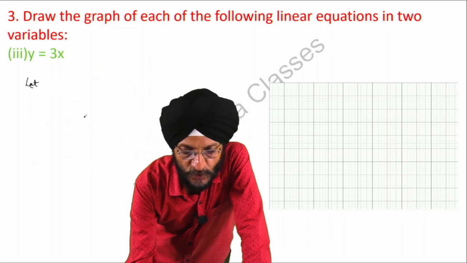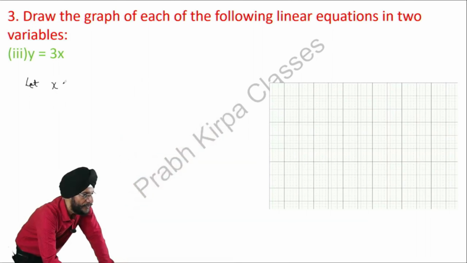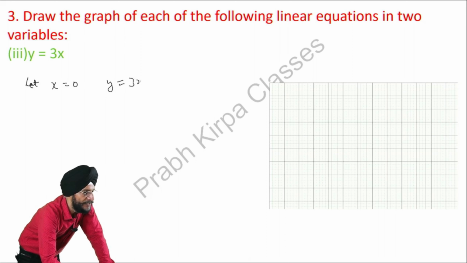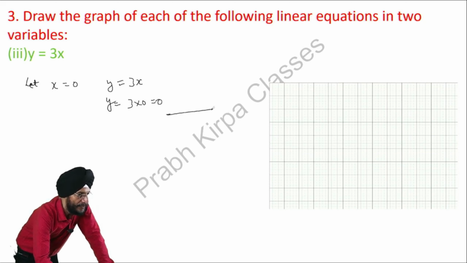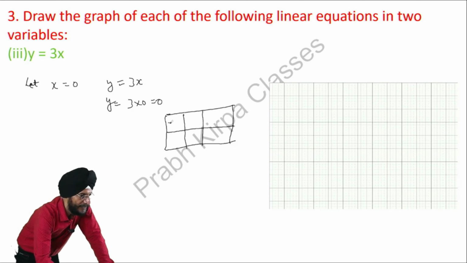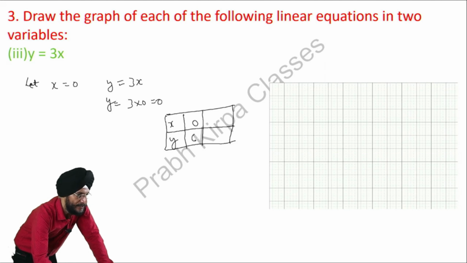Here we will assume x is equal to 0. Now what is the equation given? The equation given is y is equal to 3x. Then y will become 3 into 0, that is 0. Here we will form a small table where we will fill the values of x and y. When x is 0, y is 0.